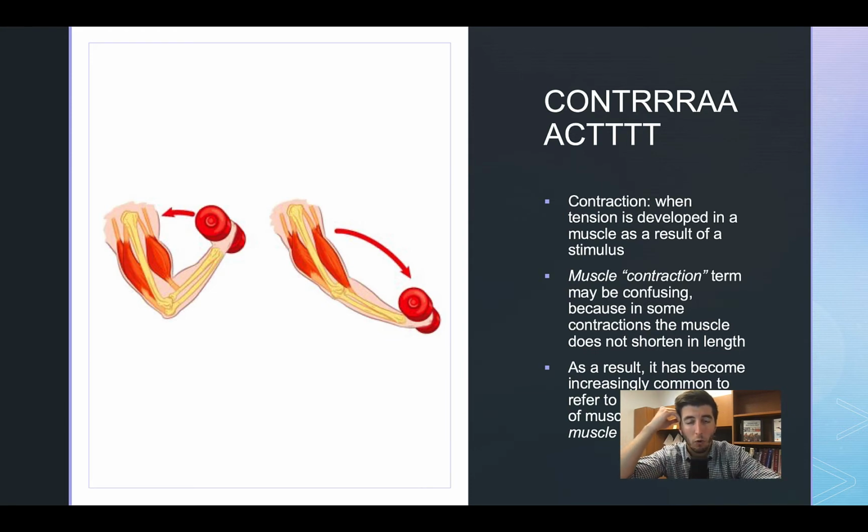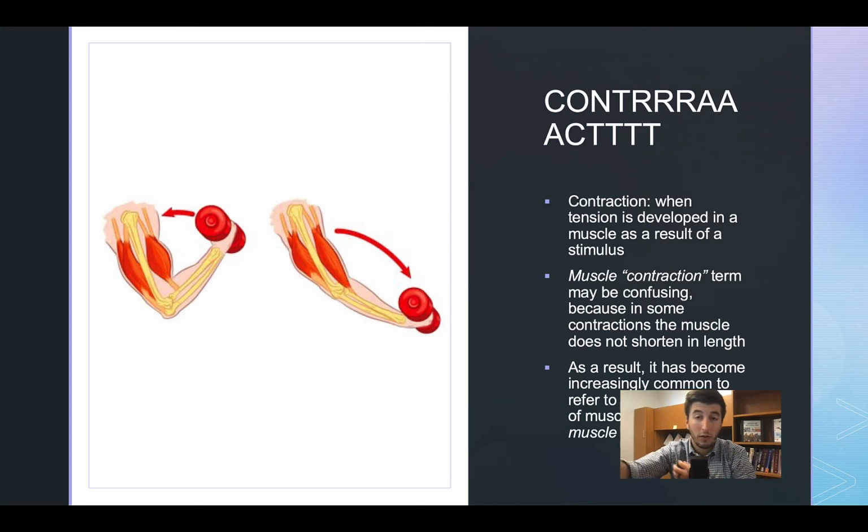So the word contraction can actually be a bit of a misnomer, and it can be a little bit confusing because you want to think that a contraction means that the muscle is actually shortening. And that doesn't necessarily have to be the case because we can have muscle contractions where there is no net movement or change in the muscle, as well as contractions where the muscle is being lengthened. So essentially, a contraction is just whenever tension is being developed inside of the muscle.